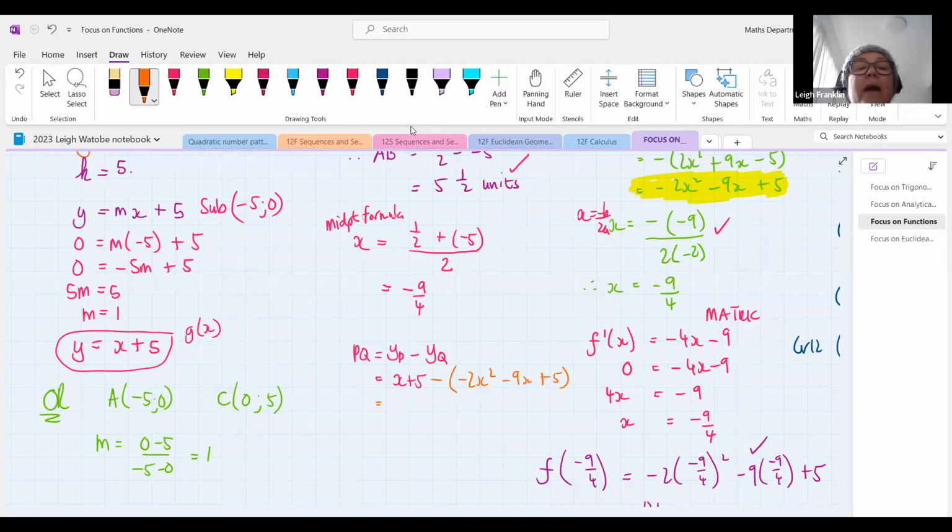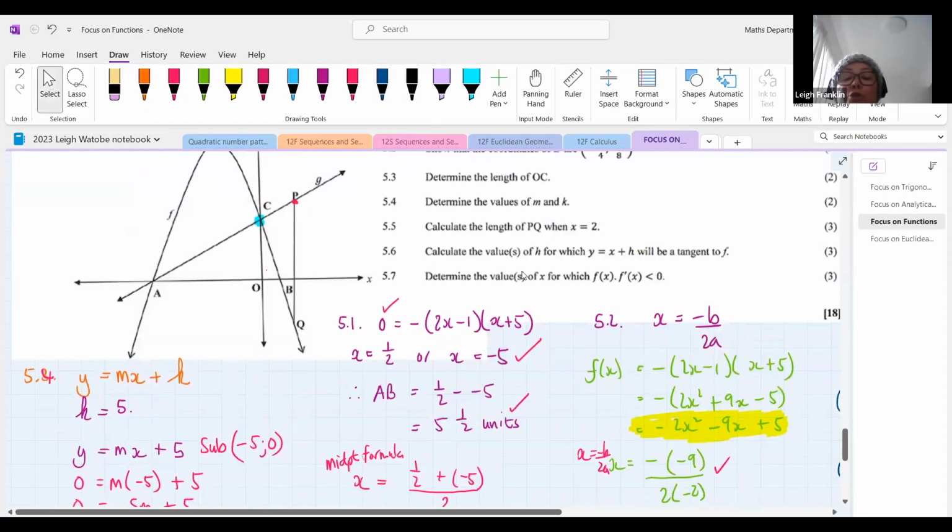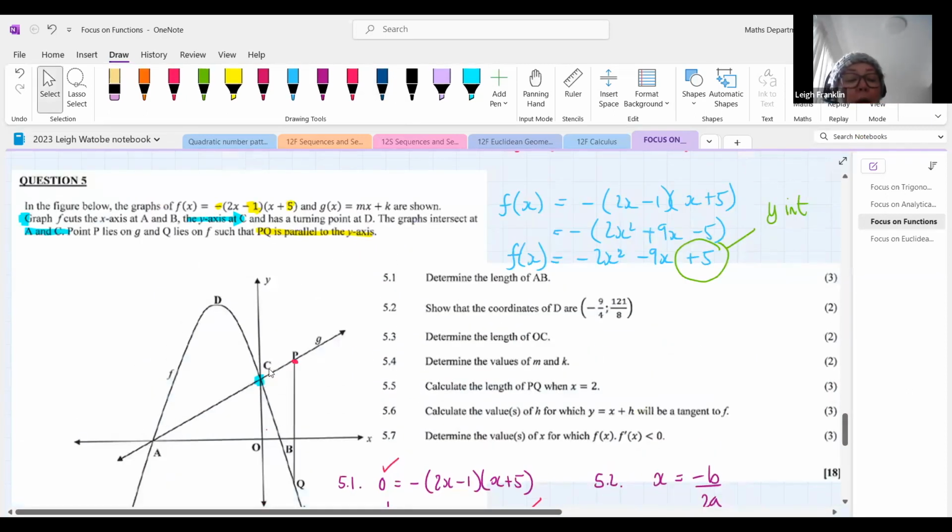Okay, so the y at P is g of x. The y at Q is f of x. All right, and they've told us specifically at x equals 2. So in that vertical line, PQ lies on the line x equals 2.